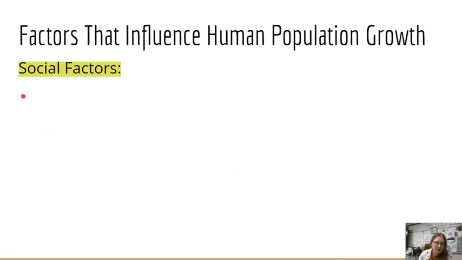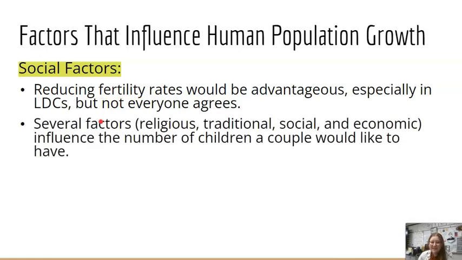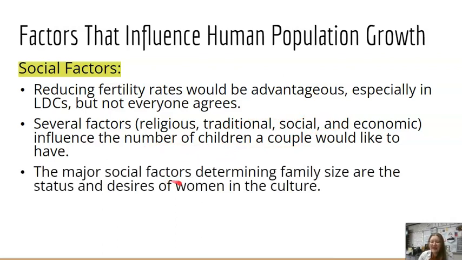All right, moving on from biological factors onto social factors. Reducing fertility rates would be advantageous, especially in less developed countries, but not everyone agrees. So again, fertility rates, it's not just like, how fertile are the people, but it kind of is. It's how many babies they are having. Several factors, like I said, religious, traditional, social, and economic, influence the number of children a couple would like to have. And the major social factors determining family size are the status and desires of women in the culture.